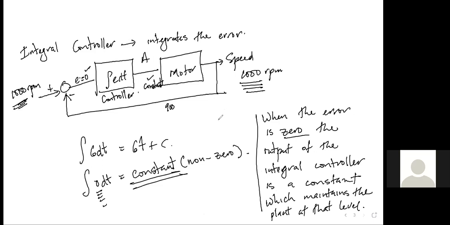Your textbook put it in the other way, that if you want 0 error, then you use an integral controller. An integral controller causes the error to be 0. Right? So you need an integral controller.